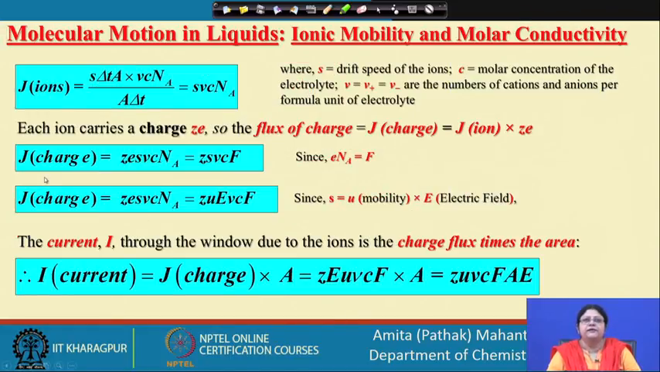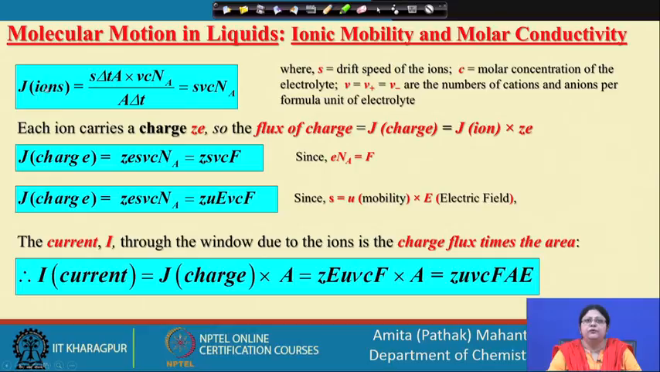So, this is the expression which we have just now obtained for the flux of ion, where S is the drift speed, A is the area of window, and delta T is the time. The delta T cancels, so what we are left with is the drift speed times nu, which can be positive nu or negative nu. We have taken just nu to avoid the complications of sign in the subscript. These represent the total number of cations and anions per formula unit of the electrolyte, times the Avogadro number.